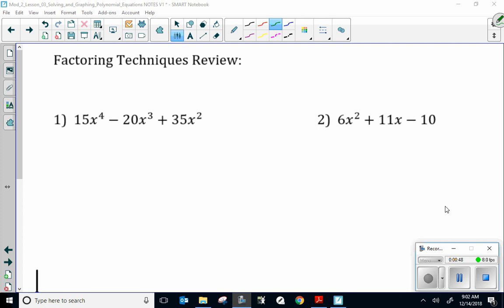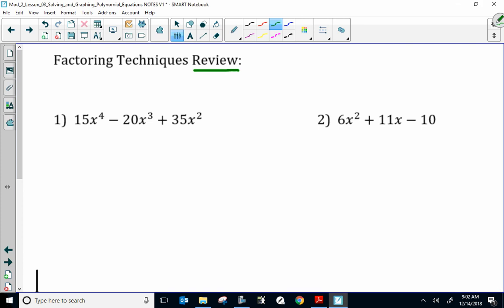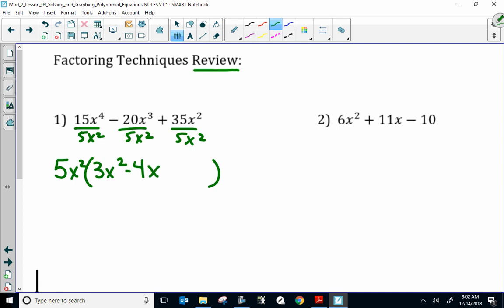This is review, okay? So the first thing I'm going to do in my mind is I'm always going to try and look for a greatest common factor if I can. I know 5 goes into each one of these numbers, and I can take out at least 2 x squareds. So I'm going to divide everything by 5x squared, and I take my greatest common factor and place that out front. And what's left would be 3x squared minus 4x plus 7. All right.